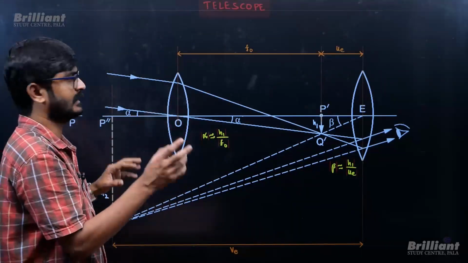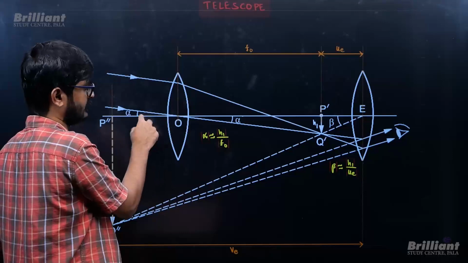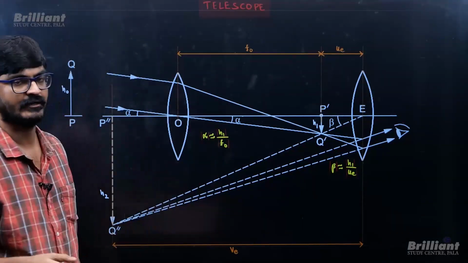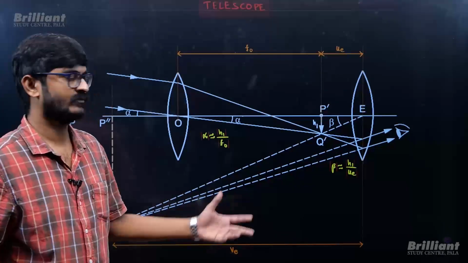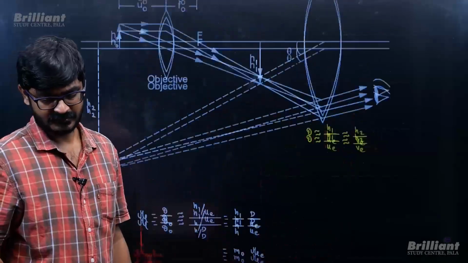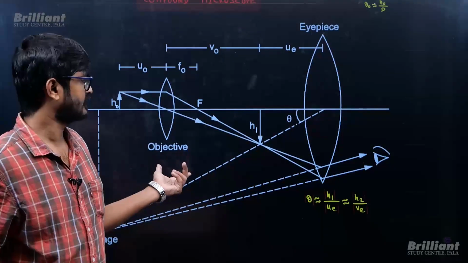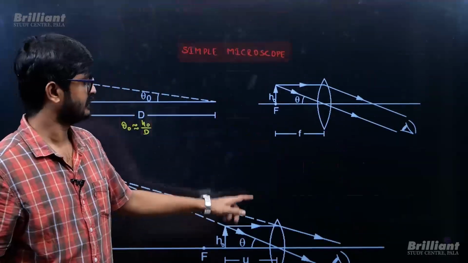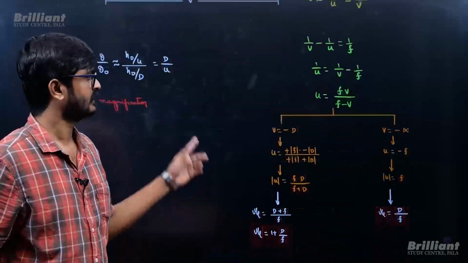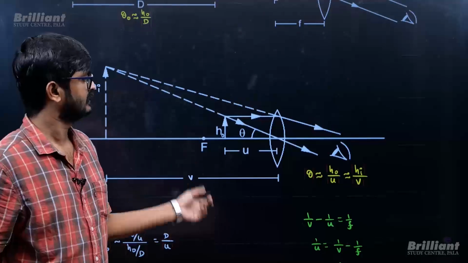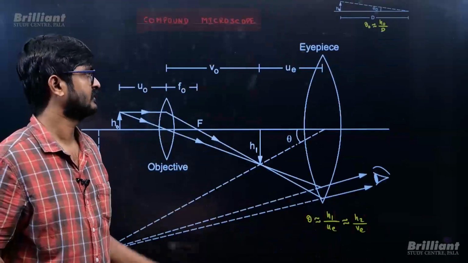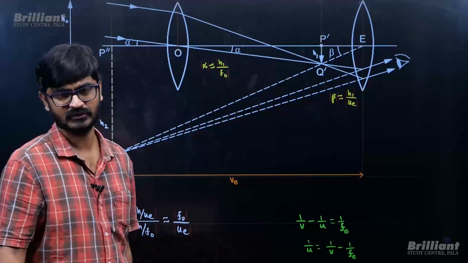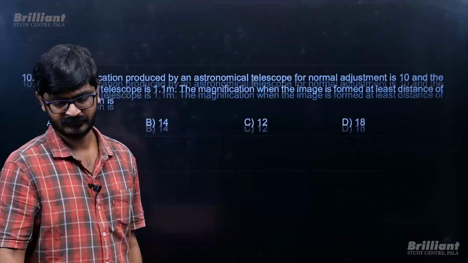See, if none of the lens is there, you will be seeing alpha above the horizontal. When the lens is there, you are seeing beta below the horizontal. So alpha by beta, or angular magnification, is going to be negative. Magnitude wise only we are bothered. Here also it is negative, but here it is positive. This and this orientation are same, right? So in case of simple microscope, you will get angular magnification positive. In case of compound, you will get negative. In case of telescope also, you will get negative. Anyway, we don't bother about that. We bother about only magnitude, right?